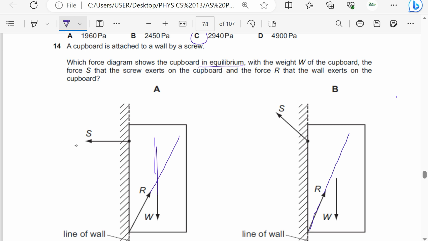And I'll prolong W. You should use a ruler. And I will try to prolong S. So it means these ones can meet at some point. If they can act at the same point, then they can form a closed triangle. So the answer is going to be B. Without wasting time, the answer is B.